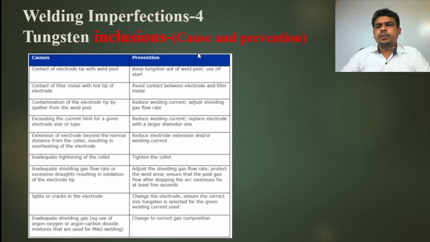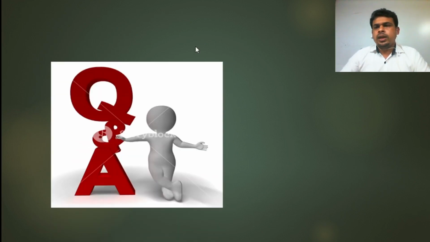So basically this is the cause and prevention. Please read carefully and I hope you will understand. The most important thing you need to remember is that tungsten inclusion is caused during the TIG welding process. So that's all. This is today's lecture. I hope you are able to understand my full lecture.